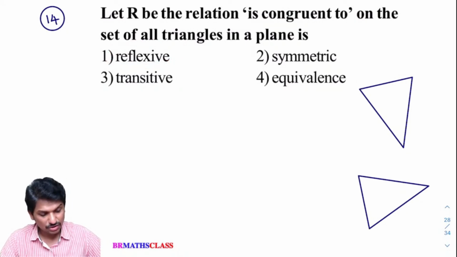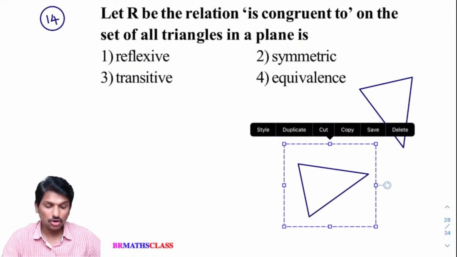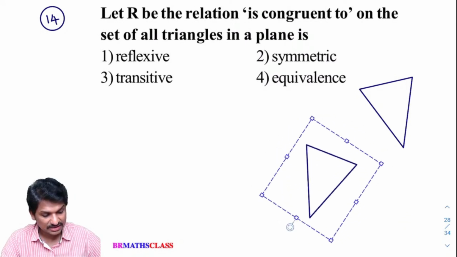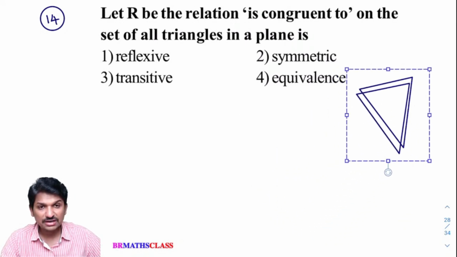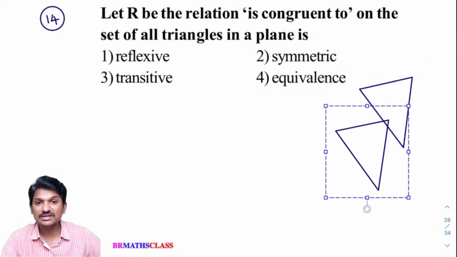For example, you observe here I considered two triangles. Are these congruent or not? If I coincide one on the other, they must match. For example, you look here. You observe here, they both coincide. That means these two triangles are congruent triangles.